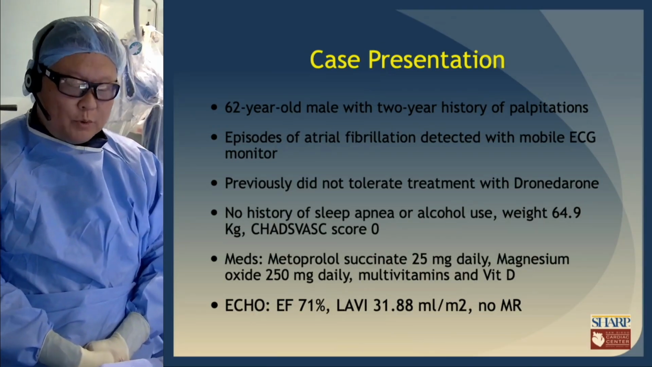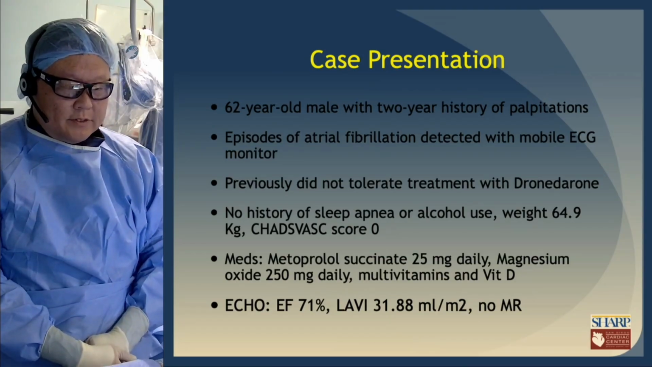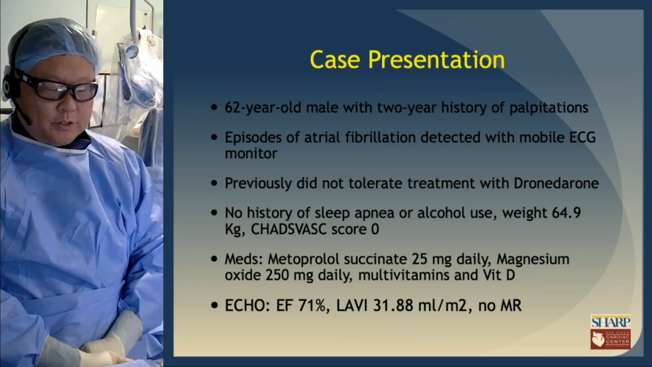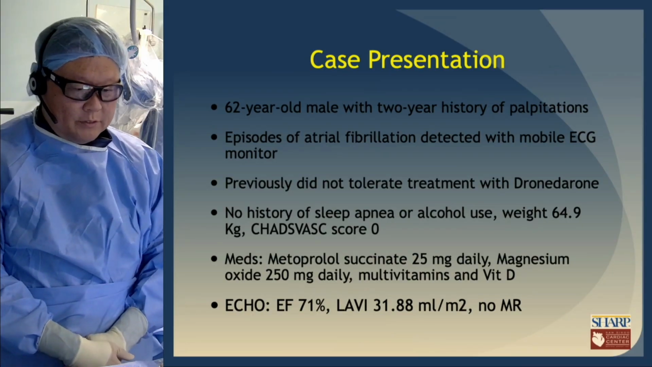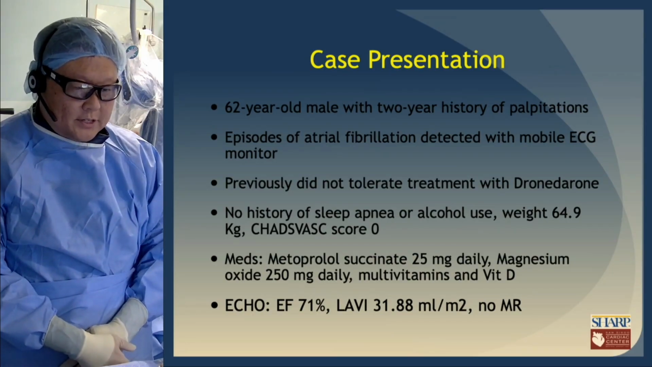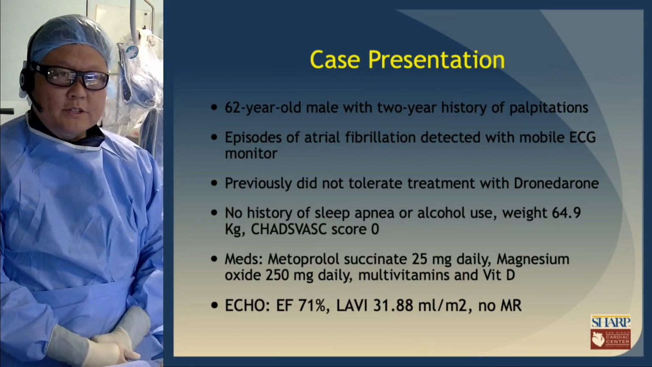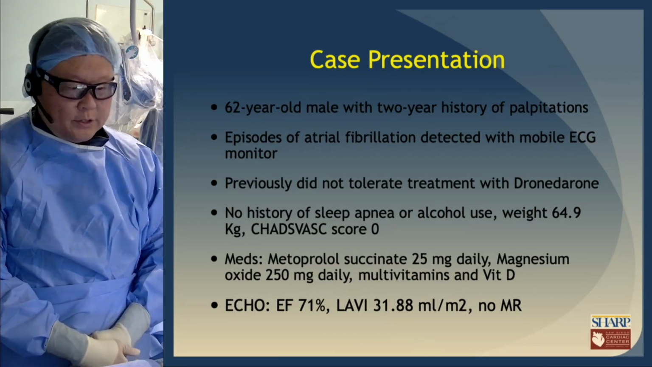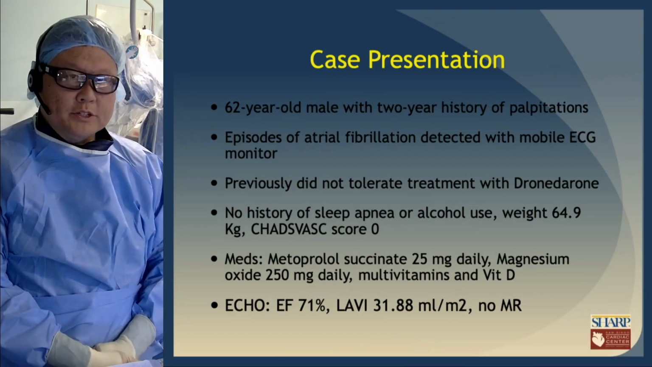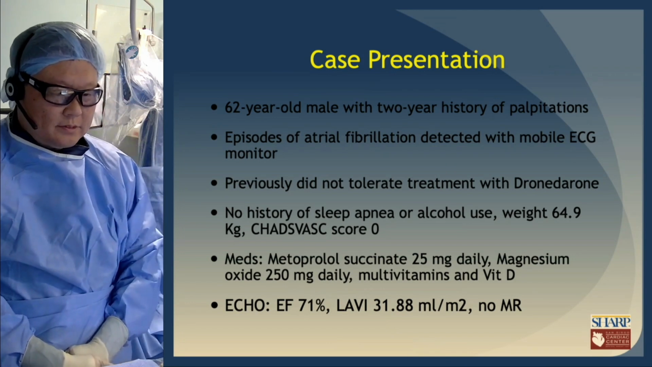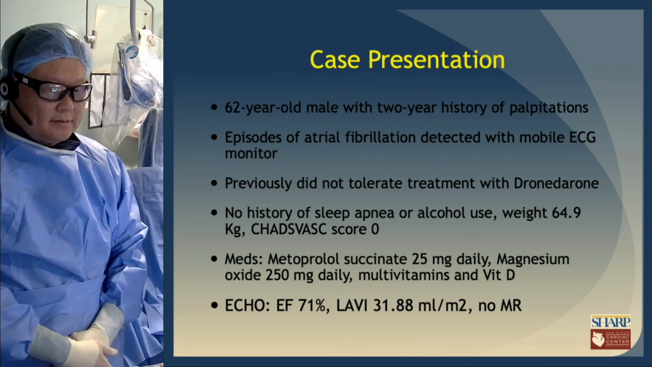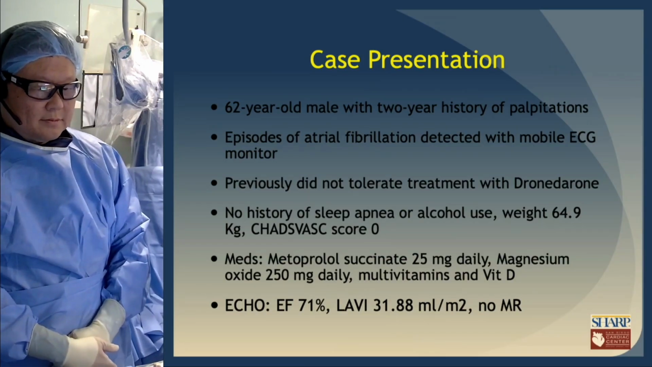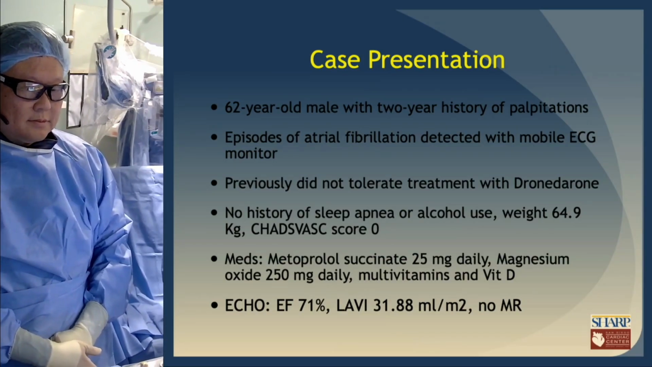Weight is 64.9 kilograms. His CHA2DS2-VASc score is 0. He has no history of sleep apnea. He's currently on metoprolol succinate, magnesium, and multivitamins. Otherwise, his echocardiogram is pretty normal. Ejection fraction is 71%. His LAVI is 32, and he has no mitral regurgitation. As you can see, we've followed the instructions for use on this patient. So our typical patient with paroxysmal atrial fibrillation. Next slide.